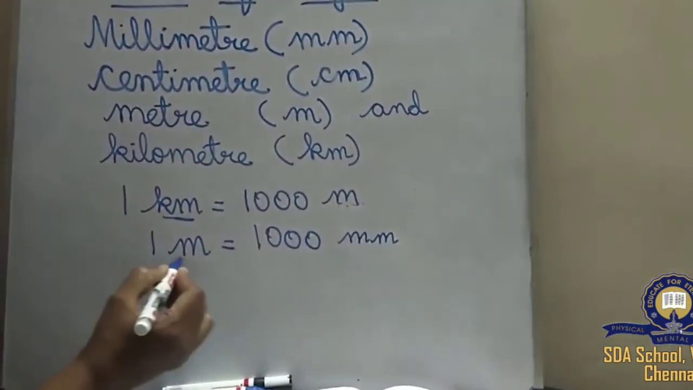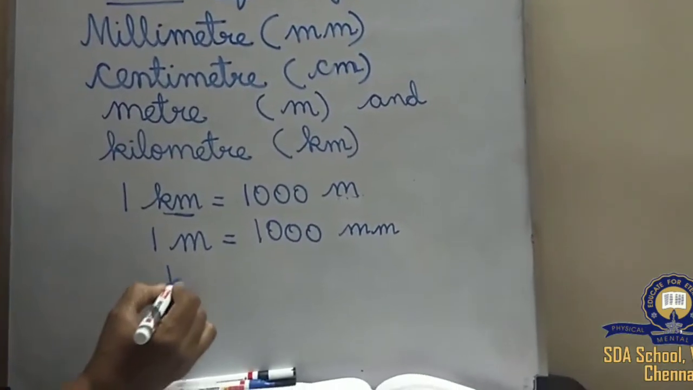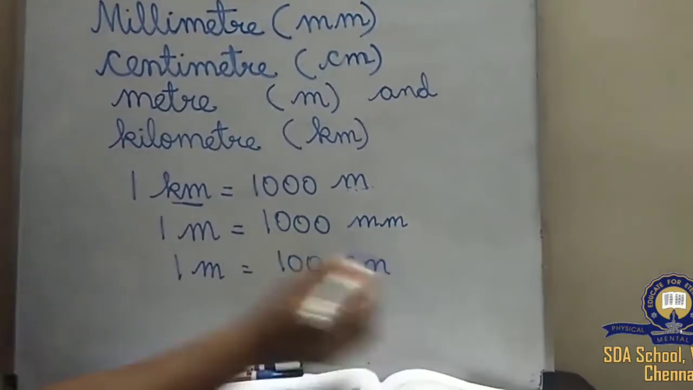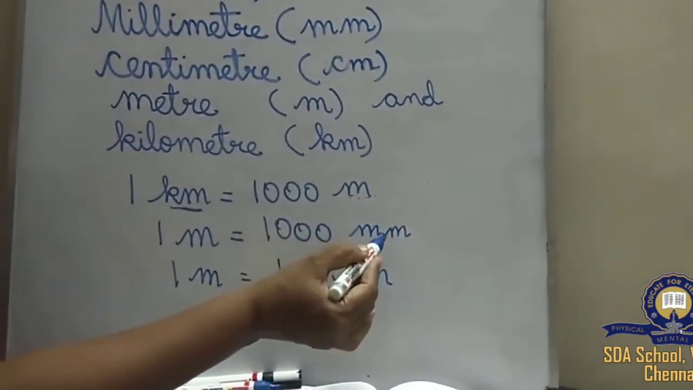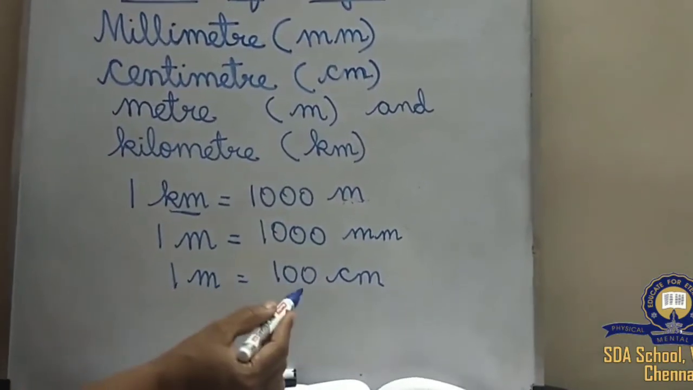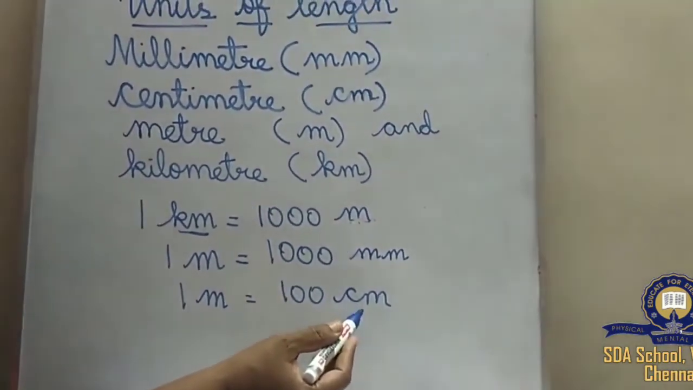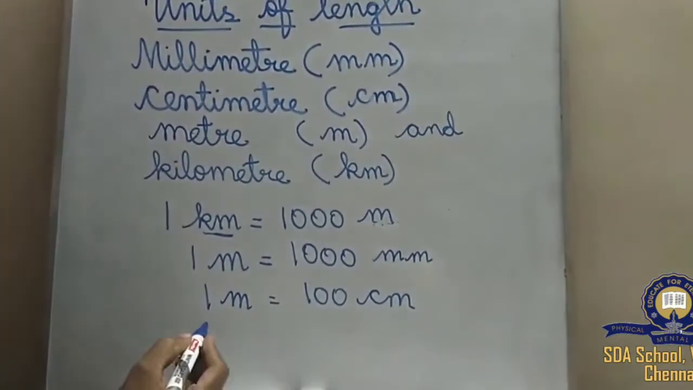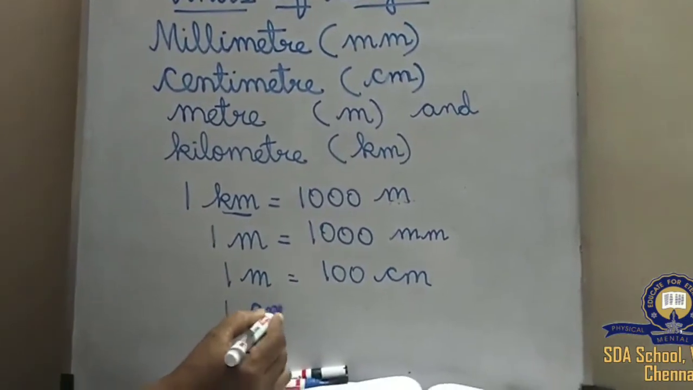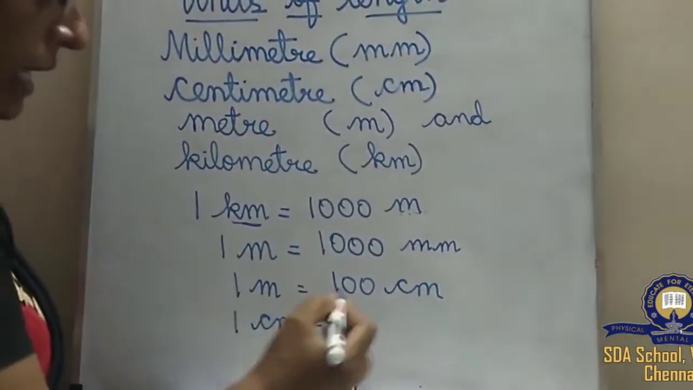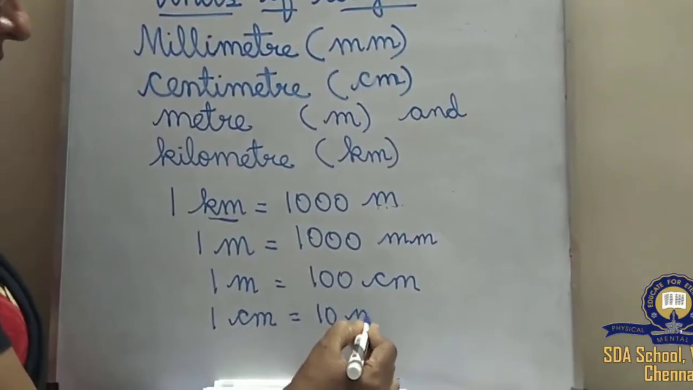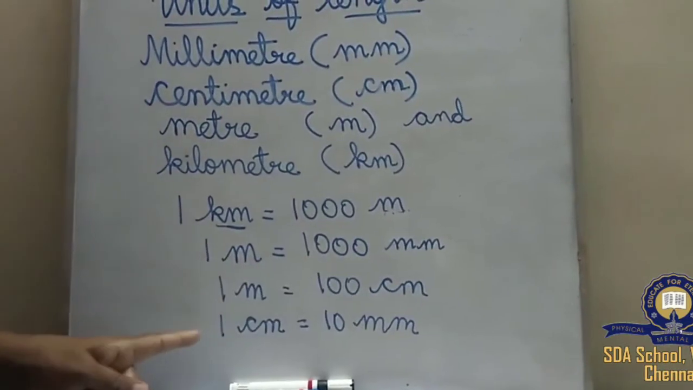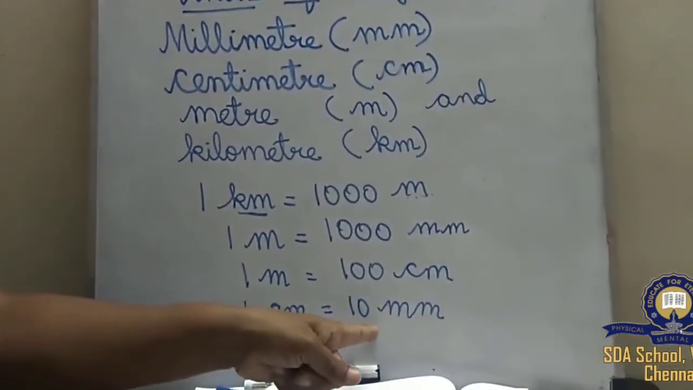Okay children, and then what will come? 1 meter is equal to 100 centimeter. See here, 1 meter is equal to 1000 millimeter, and here 1 meter is equal to 100 centimeter. Don't forget, children, while doing the sum, this is very important. And then 1 centimeter is equal to 10 millimeter.